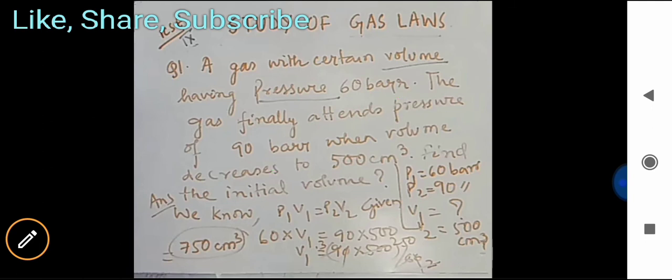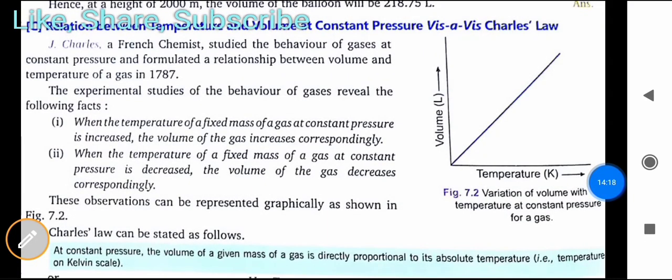Okay, so today I'm just briefing you about the next law, which is known as Charles law. Actually it is the relation between temperature and volume at constant pressure. So in this, what you understand is that pressure is constant. In the first one, Boyle's law, temperature is constant. So you have to understand it.